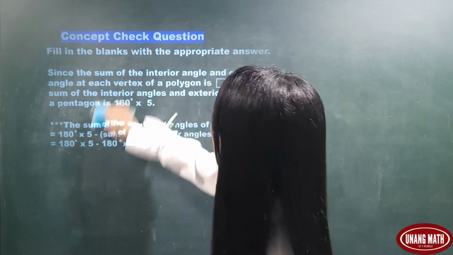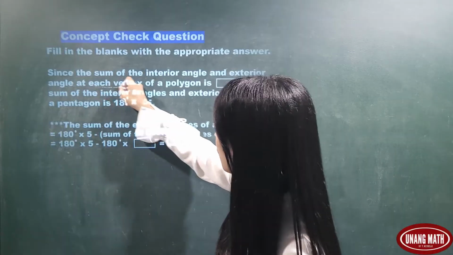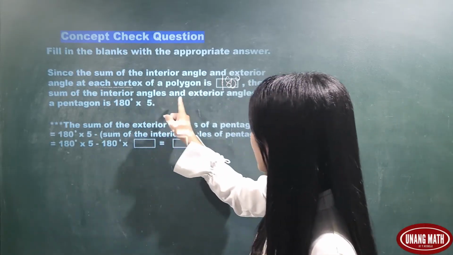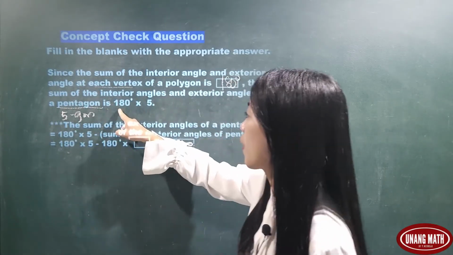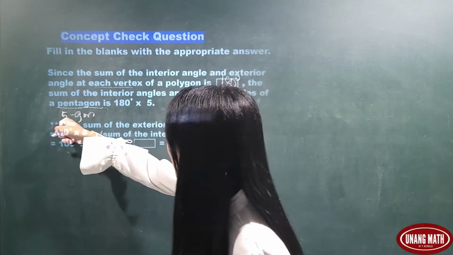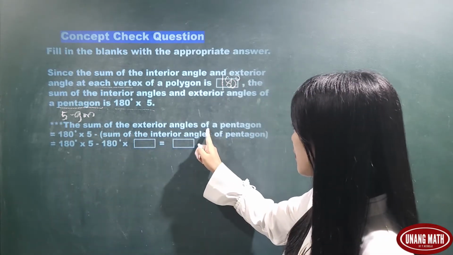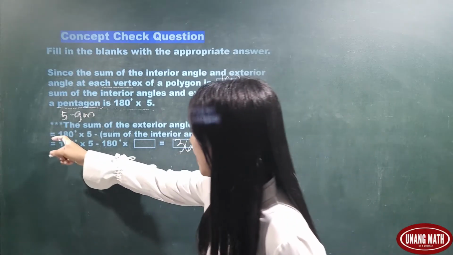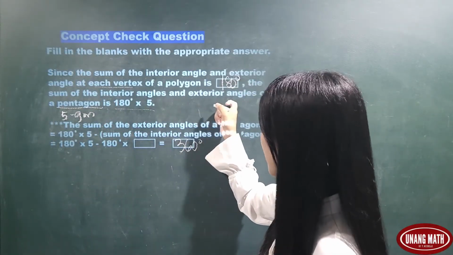Okay, this time, let's answer this concept check question. Fill in the blanks with the appropriate answer. Since the sum of the interior angle and exterior angle at each vertex of a polygon is 180 degrees, the sum of the interior angles and exterior angles of a pentagon, or five-gon, is 180 degrees for one straight angle times the number of vertices, or the number of straight angles, which is 5. So this is 180 degrees times 5. Therefore, the sum of the exterior angles of a pentagon, we actually know that it's equal to 360 degrees.